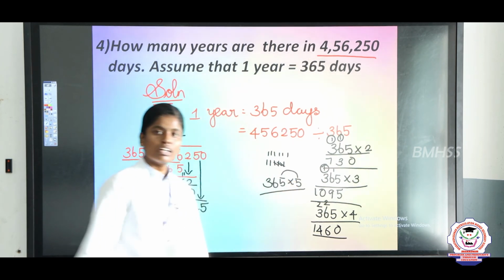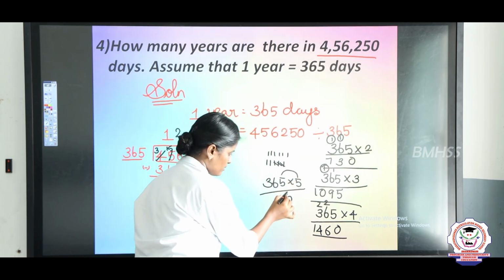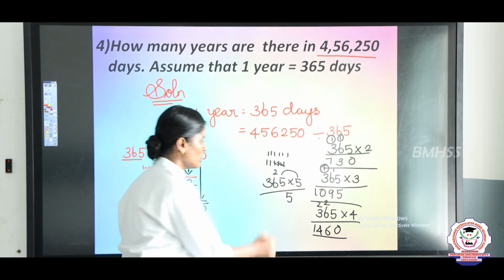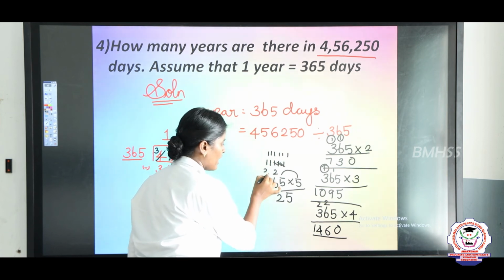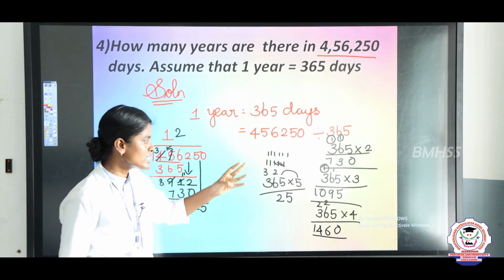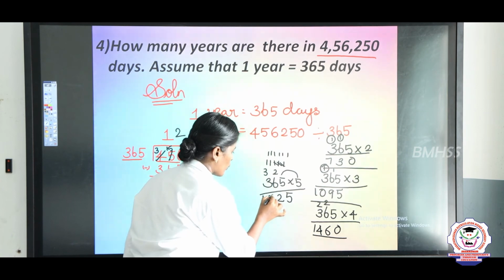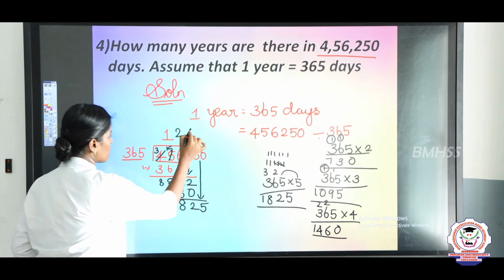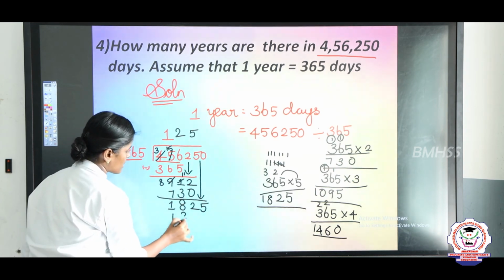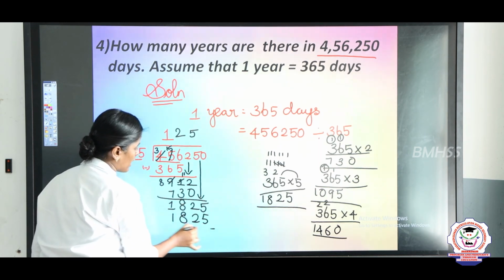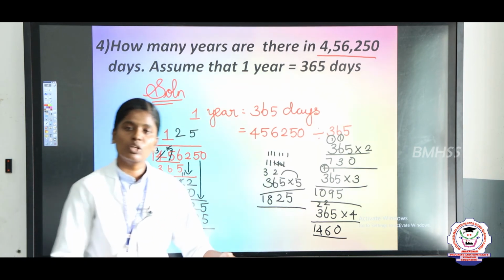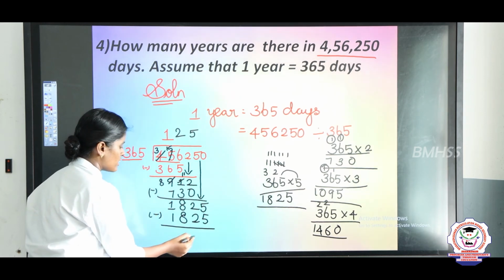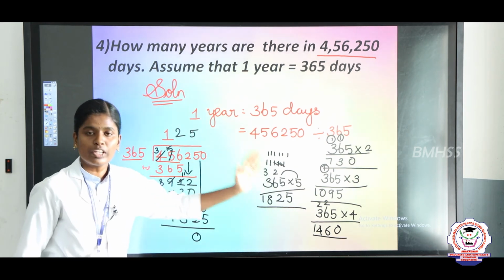Next, I will take 365 multiplied by 5. 5 5s are 25, write 5 and carry 2. 5 6s are 30, 30 plus 2 is 32, put 2, carry 3. And 5 3s are 15, 16, 17, 18. So we got the answer: 5 365s are 1825. Now 1825 minus 1825, the answer is 0.